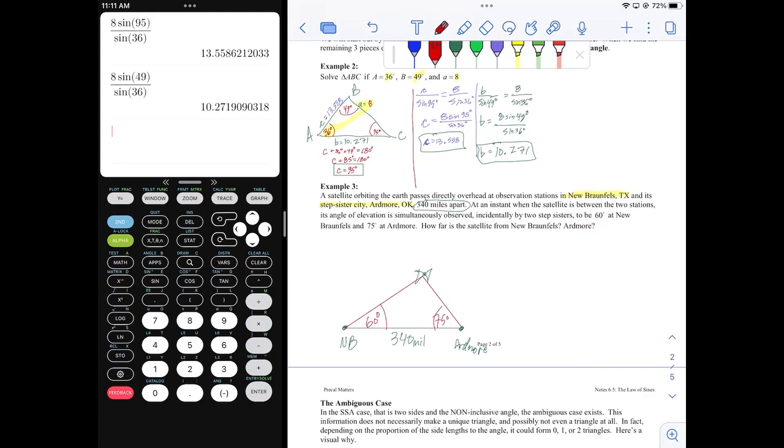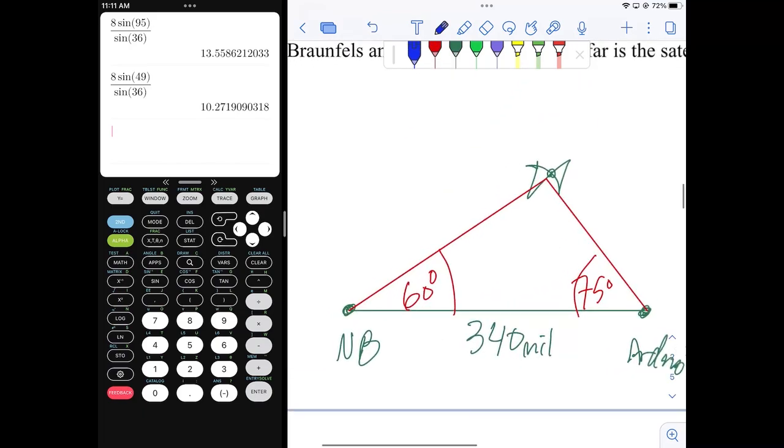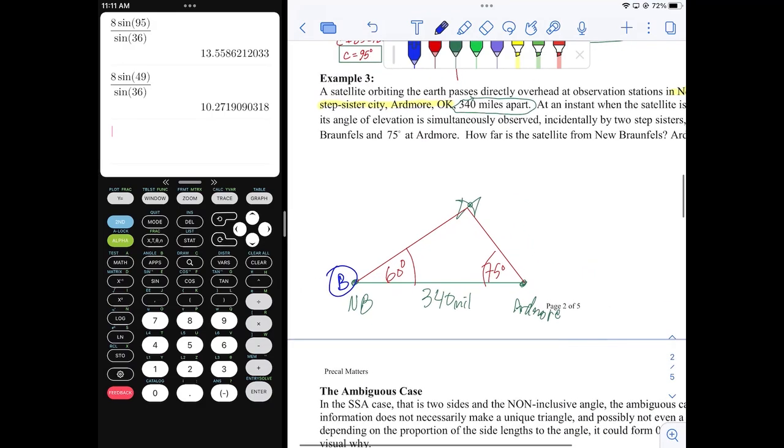Based upon the angles, do you think it's closer to New Braunfels or to Ardmore? Probably Ardmore, right? The angle's steeper, that means it's closer to it. But we'll verify. So I'm going to go ahead and label these now. I'm going to call this B for Braunfels, this A for Ardmore, and this C for satellite. And the opposite sides, so the distance between them, are little c, and then little a is the distance from New Braunfels, and little b is the distance to Ardmore.